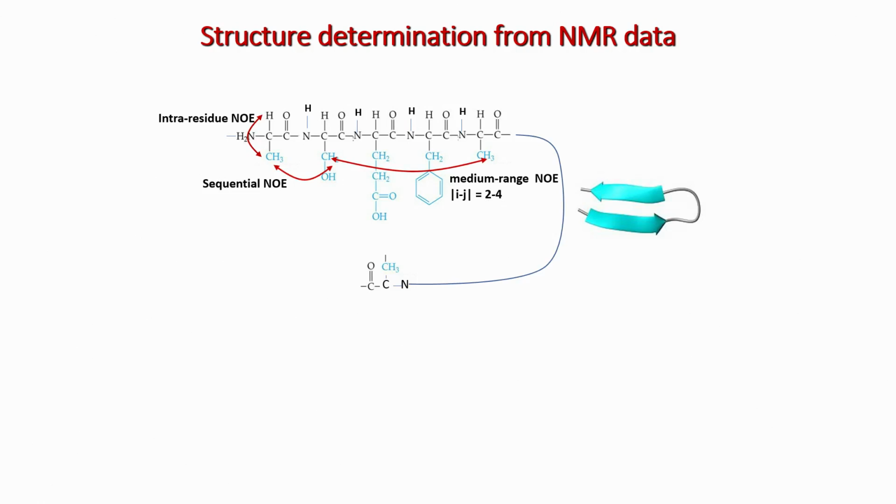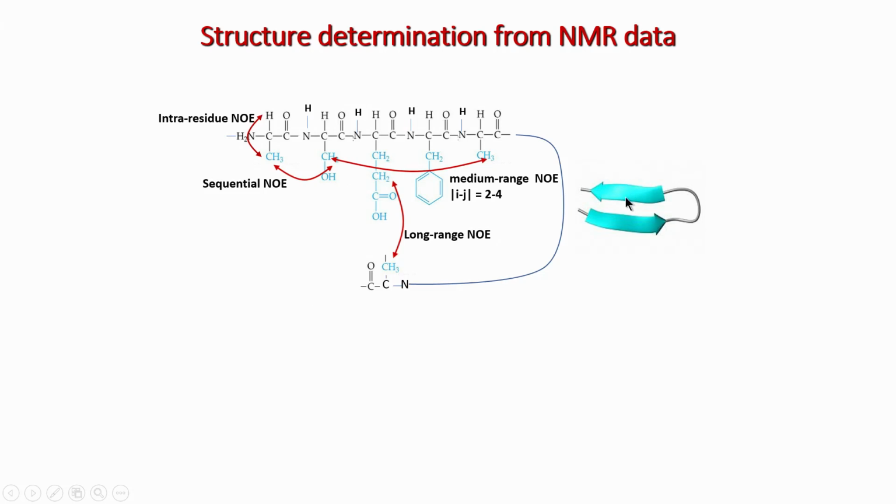For tertiary structure, what you need is a long range NOE. You need an NOE between some proton like this and some other far away proton like this, which, you can see, there is a long chain here. So, this is called a long range NOE.